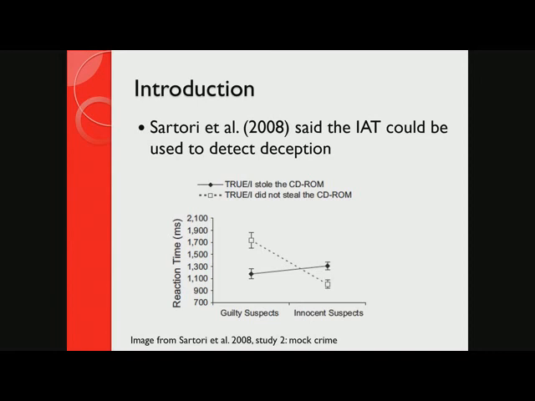So this is the data from one of their mock crime experiments. Here we get innocent suspects who didn't steal the CD-ROM, and they're faster when true sentences go with I didn't steal the CD-ROM than when true sentences go with I did steal the CD-ROM. And then the guilty suspects who did steal the CD-ROM are faster when true sentences go with I stole the CD-ROM compared to when true sentences go with I didn't steal the CD-ROM. So for them, it worked quite nicely.